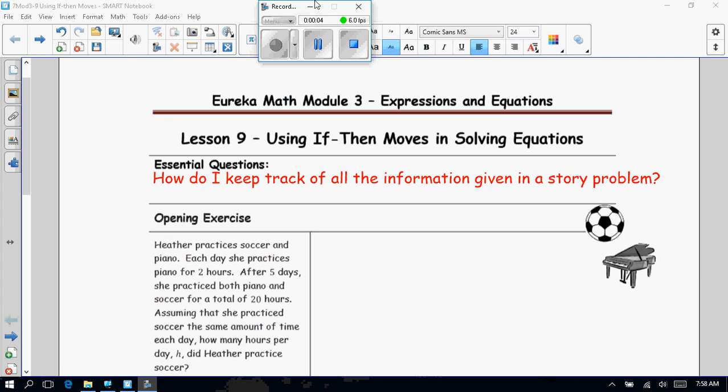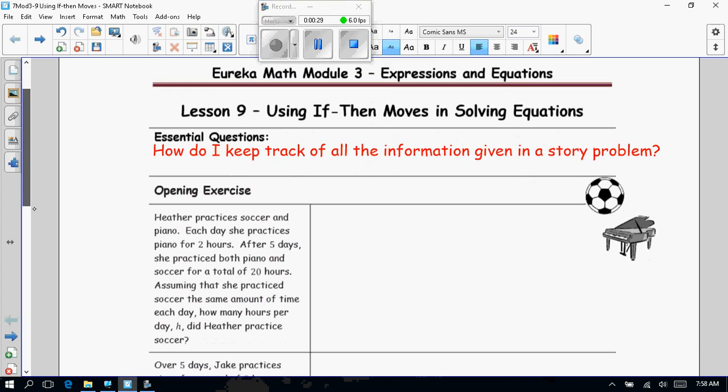I am starting Lesson 9 in Module 3 using if-then moves in solving equations. This is kind of like part 2 because Lesson 8 was using the same idea. You'll notice my essential question on the top of page 67, and it says, how do I keep track of all the information given in a story problem? Because there's a lot of information that's going to be given to you, and we need to keep it organized so we know what's going on. All right, this is a pretty short lesson, so we're going to jump right in.